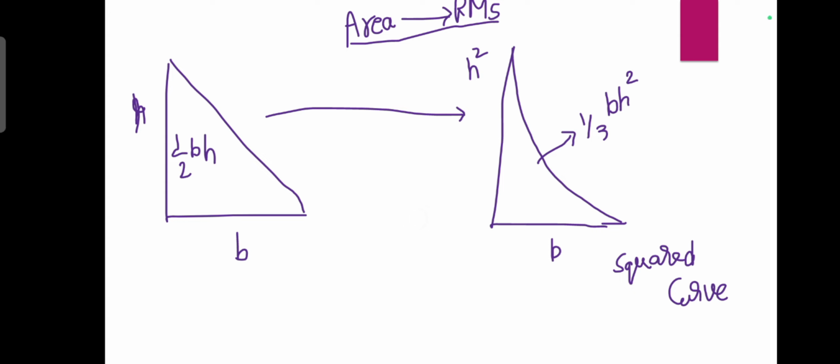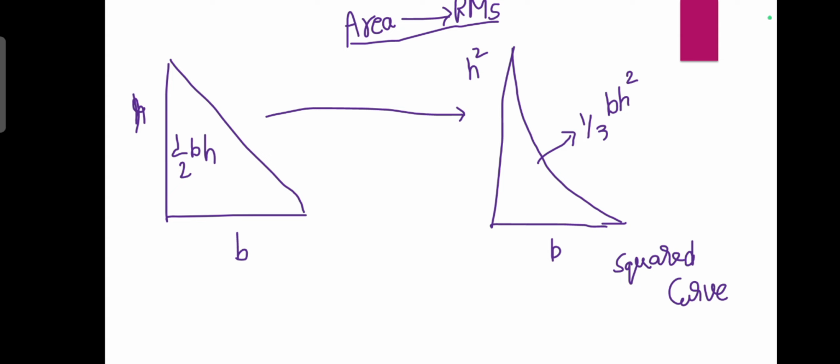Then now comes the triangle. Whenever there is a triangle, it is always important to remember that the area of a triangle is half into base into height, which can be considered for the average value calculation. But when the RMS value comes, how do we find the squared curve? So I have given the diagram.